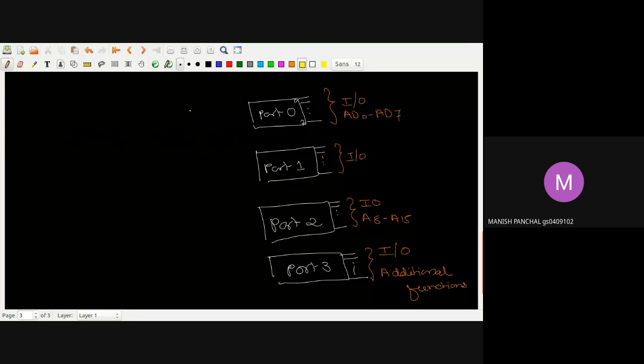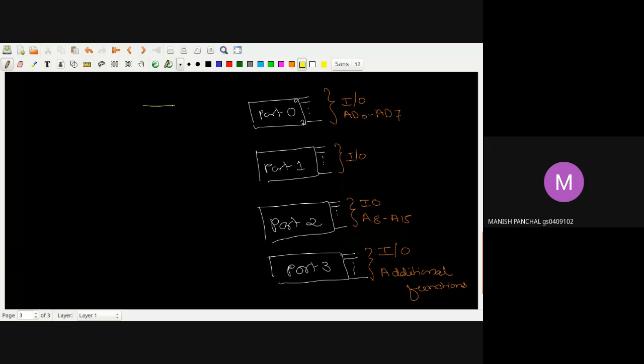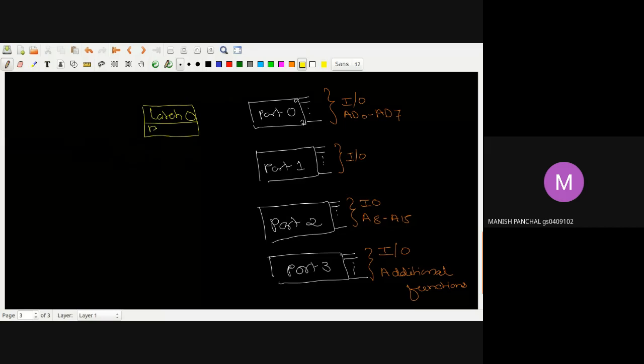So now come to the point: if I'm talking here only about port 0, port 0 should definitely have a latch. I am calling this latch 0 and this buffer 0. Why am I saying latch 0 and buffer 0? Because this pertains to port 0, that's why the name is given. And now what is the size of this latch 0 and buffer 0? If somebody is asking what the size is, the size can be 8 bits. Why 8 bits?